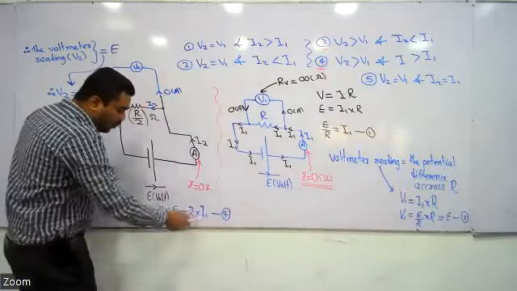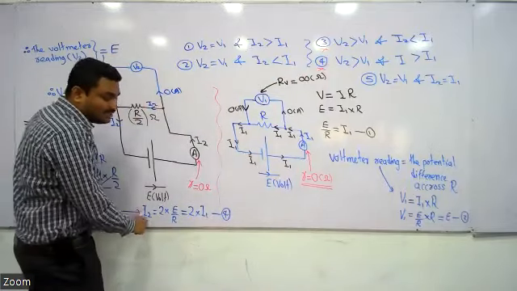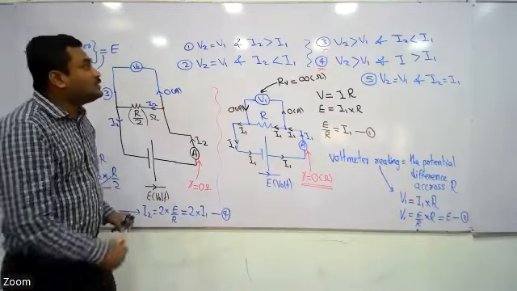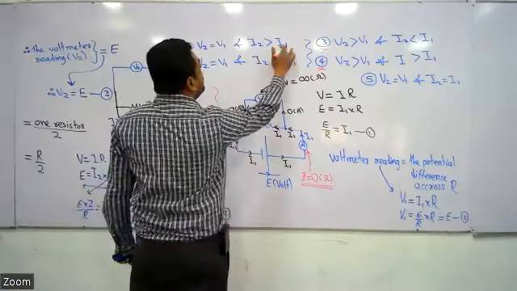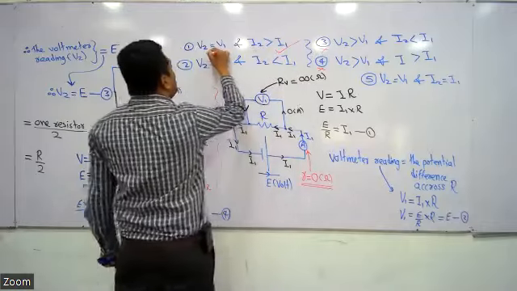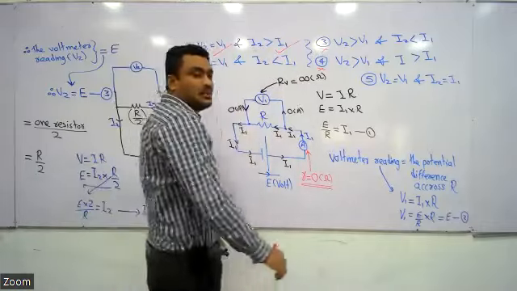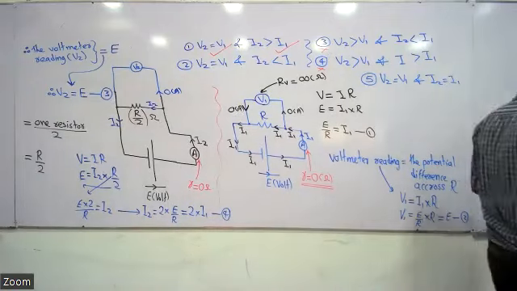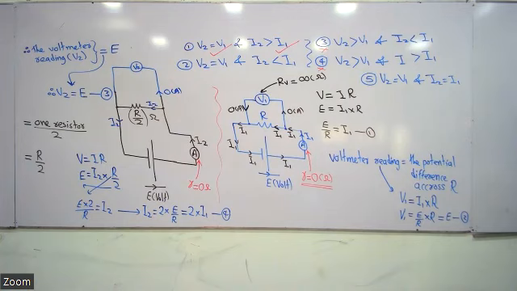According to equation 4, I2 current is 2 times I1. It means I2 current is bigger. I2 bigger than I1. V2 equals V1. Therefore, answer is 1. Right. Check whether you can understand it.